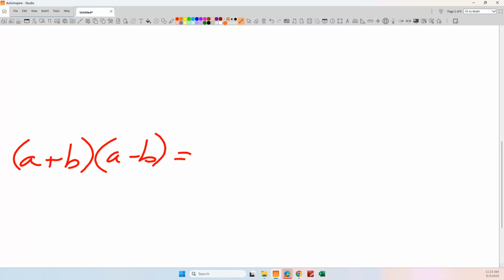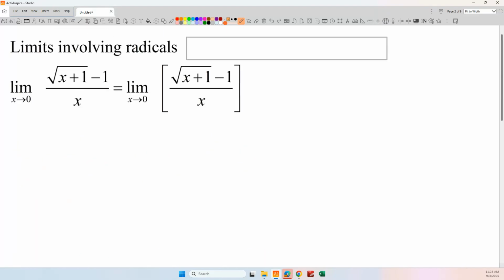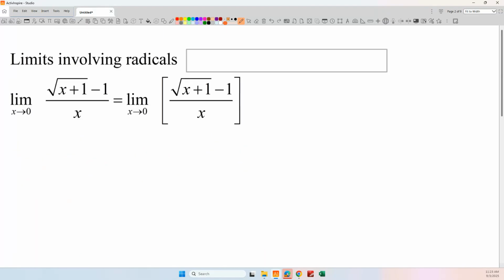A squared minus b squared. Look at that, both terms are being squared. There's two terms and they're both being squared. That's what we want, isn't it? We want to get rid of the radical. What are the two terms? My a is the square root of x plus 1, and my b is 1, right?